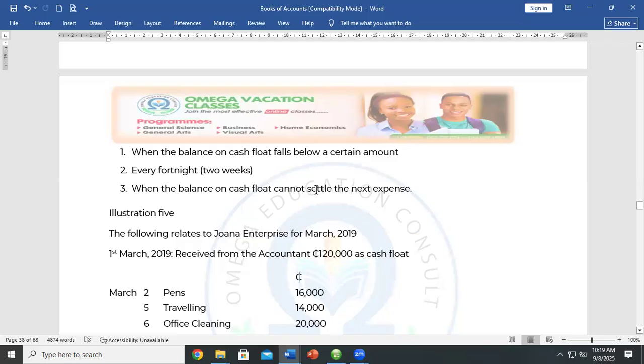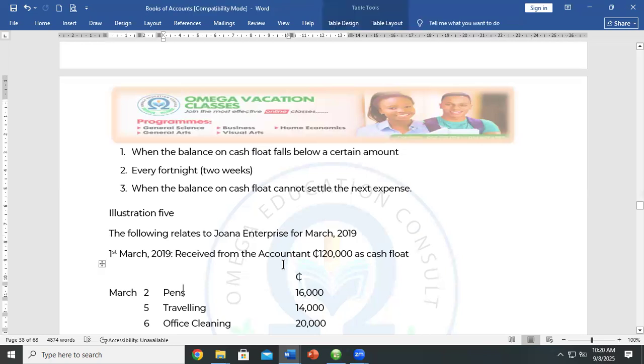So imagine I've given you 100 cedis to take care of small expenses. You have used it, your balance is 5 cedis, and you have to buy a notebook which is 15 cedis. Can you go and buy the book? No, because the price of the book is higher than what you have on you. So you'd have to call me to reimburse you before you can buy the book. Okay. So let's take the first question.